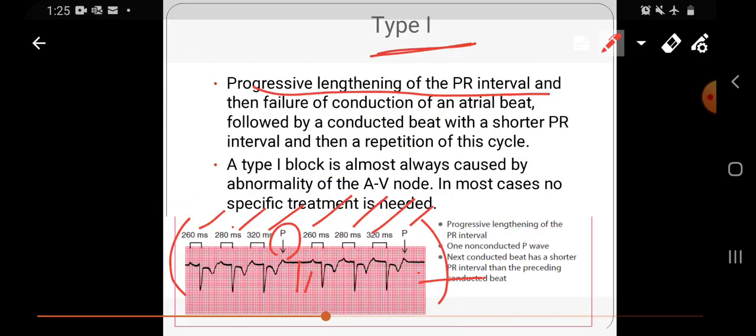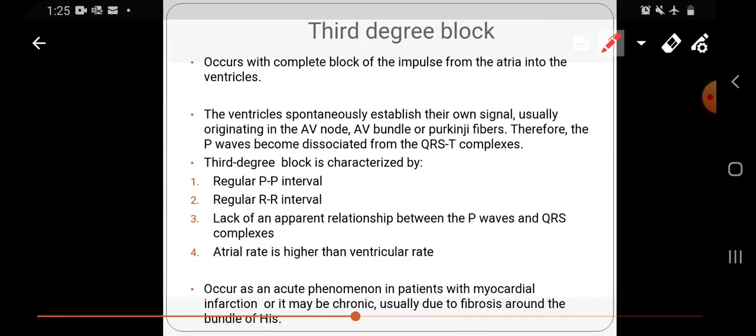Third degree is when the impulse fails to be transmitted from the atria to the ventricles. Yani there is complete blockage. None of the atrial signals can pass into the ventricles. In this case, what happens إنه ال SA node is functioning. It is stimulating the atria at a certain rate. Okay, but none of these signals can pass into the ventricles.